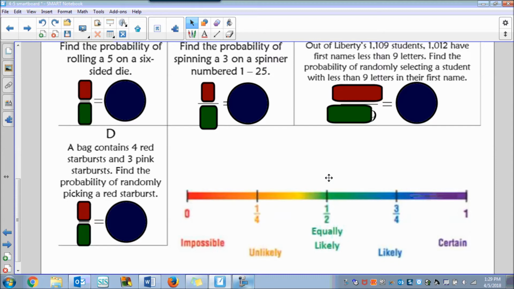50% or 0.5 or 1/2 means it's equally likely to happen and not happen. So like flipping a coin, it's an equal chance of getting heads versus tails. That's a 1/2 chance of getting heads, 1/2 chance of getting tails. The probability that tomorrow is the beginning of summer break, that's a 0 possibility. That will not happen. The probability that I will check your homework during our next class is 100%, or 1. It is certain to happen. So those are all the possible numbers for a probability.